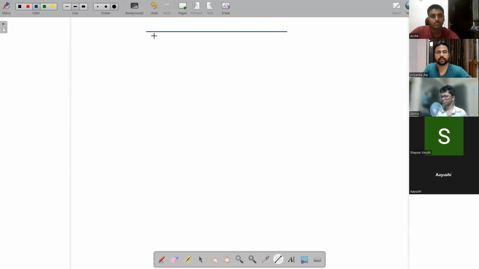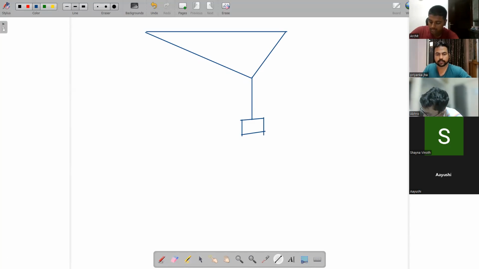This is the ceiling, and these are two different ropes, and here from a third rope, one block is hanging like this. The mass of this block is 10 kg. This angle is 37 degrees. This angle is 53 degrees. Opposite. This is 53 degrees. This is 37 degrees.